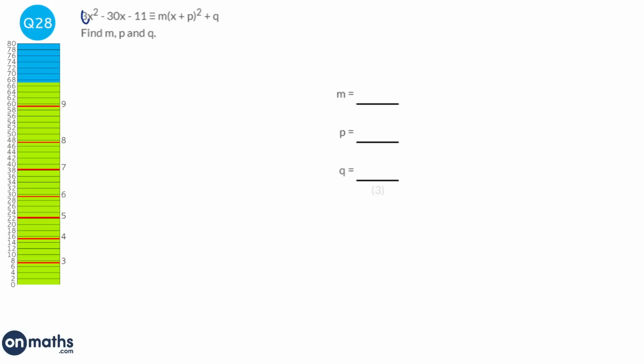We have a coefficient of the x squared there, and we want to get rid of that. Whenever we do completing the square, we need to have just x squared on its own, ideally. So we're going to divide out that 3, and so we're going to have 3 brackets, and then x squared minus 10x, close brackets, minus 11.